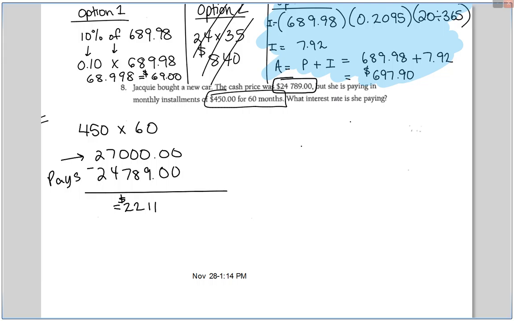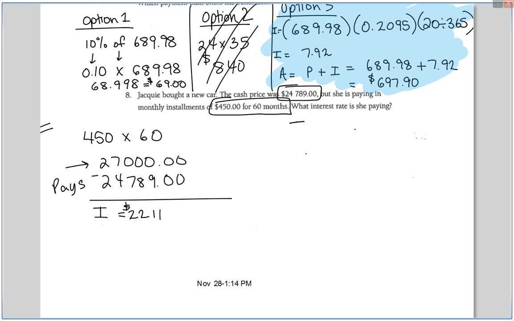So this is I. Your formula, I equals P R T. You can change I to 2211. We already know the original principal, 24,789. We do not know the interest rate. In fact, it's a clue. It says, what interest rate is she paying? So you don't know that. So it's a clue. And the time is 60 months.